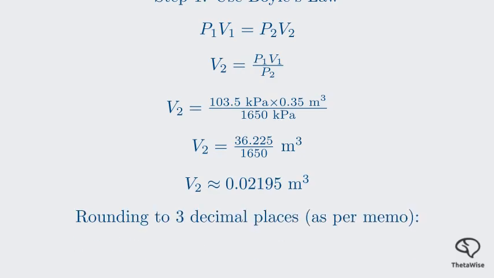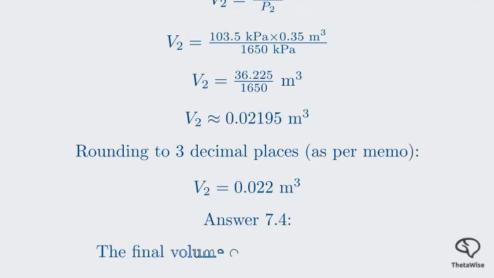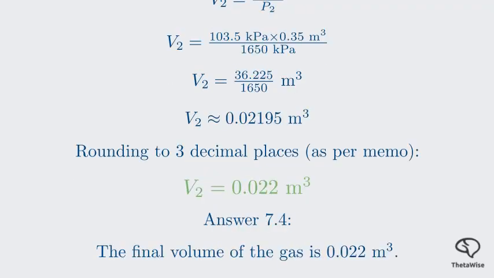The marking guideline rounds this to 3 decimal places. So the final volume, V2, is 0.022 cubic meters. Therefore, the final volume of the gas is 0.022 cubic meters. This result makes sense. As we increased the pressure significantly, the volume decreased, as predicted by Boyle's law. This concludes question 7.4. We've reached the final question, 7.5.